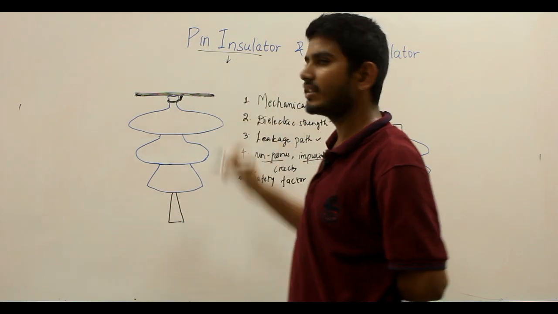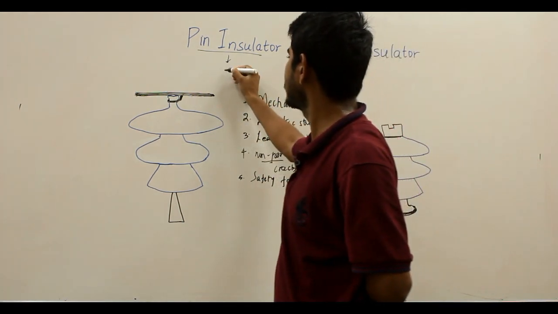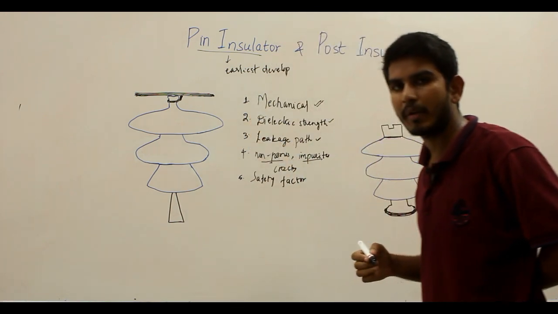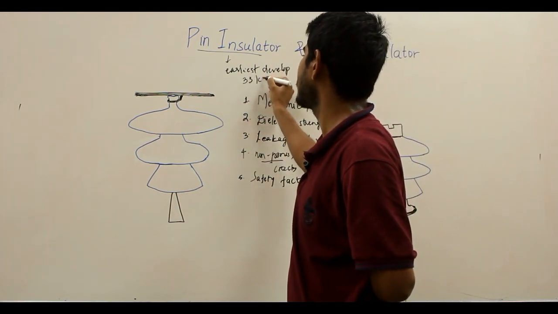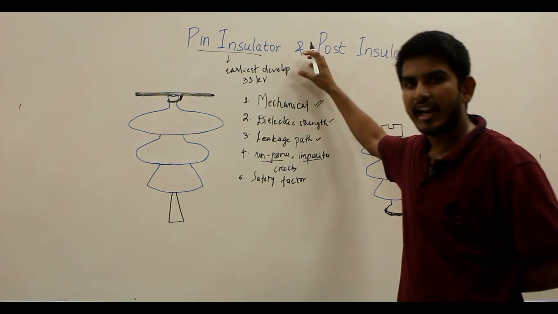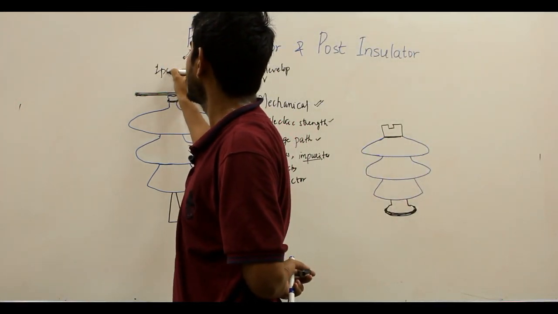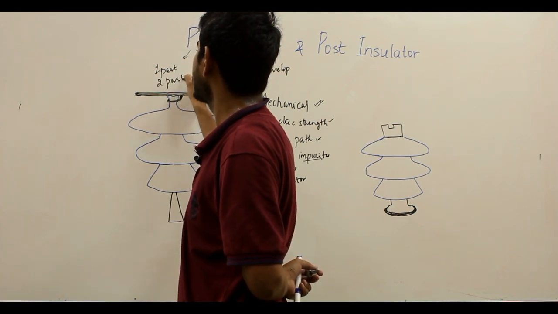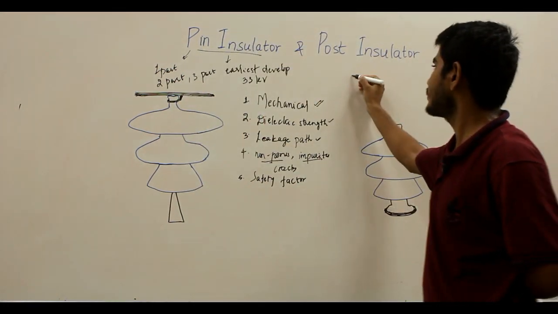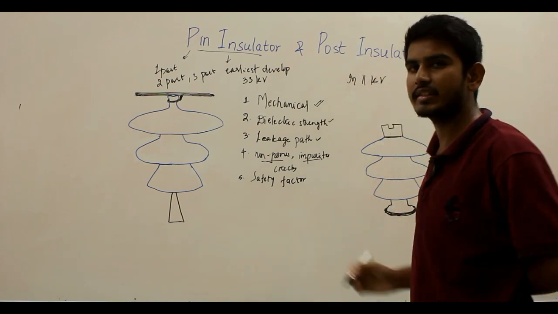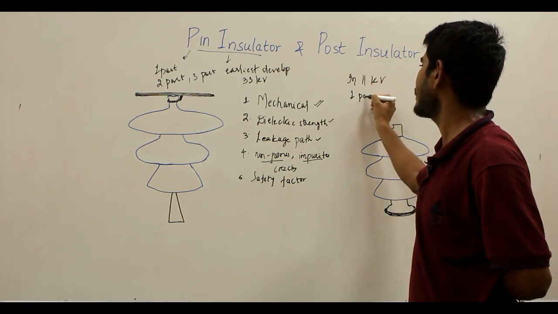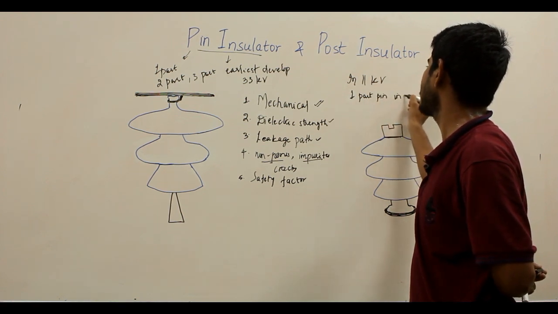The pin insulator is the earliest developed overhead insulator, and it is still popular in the power system network up to 33 kV. The pin insulator can be a one part, a two part, or a three part pin insulator. In an 11 kV power system, basically a one part pin insulator is being used.